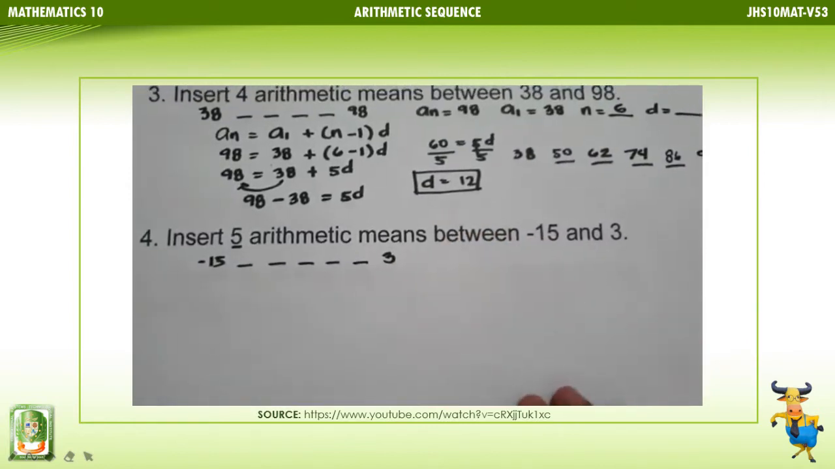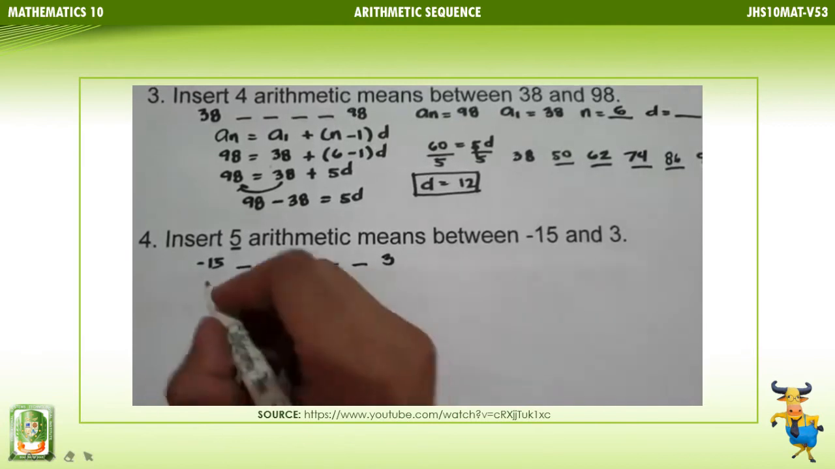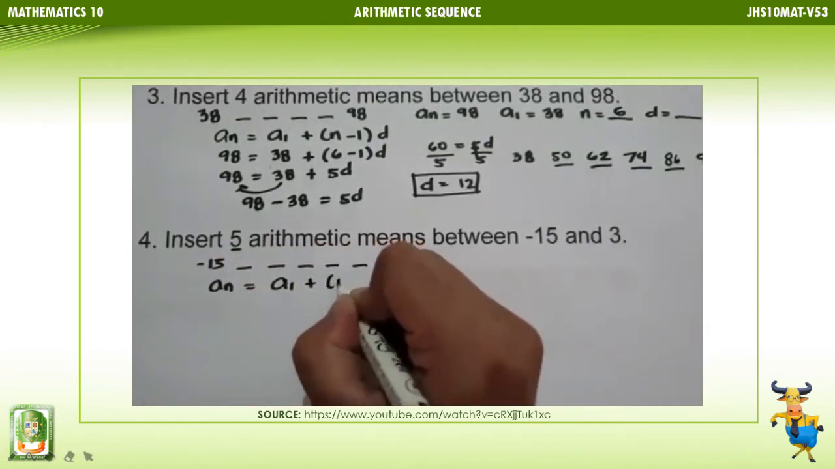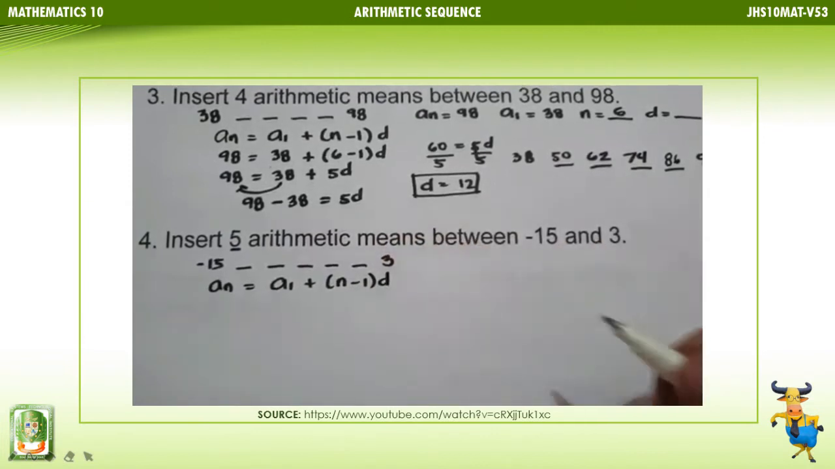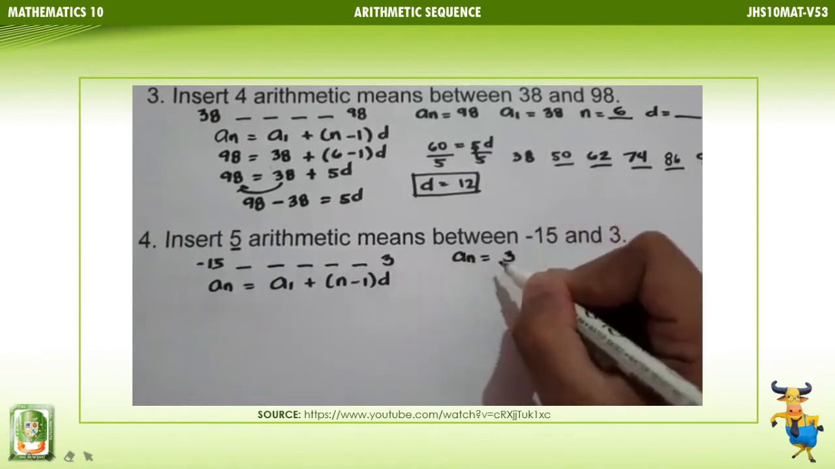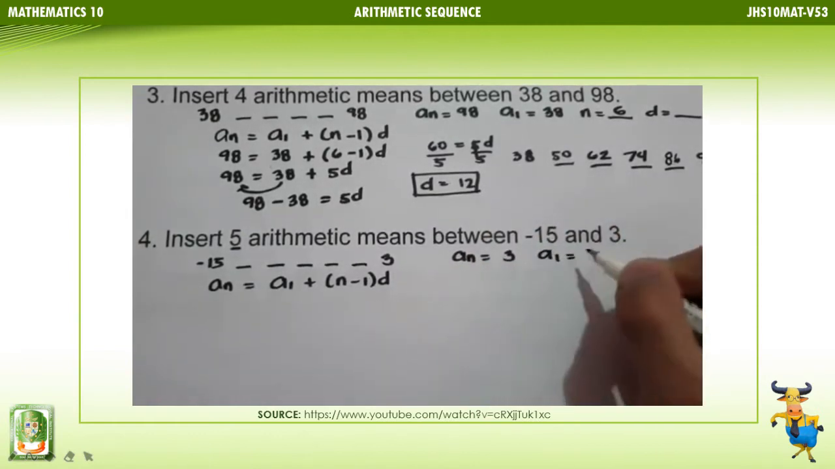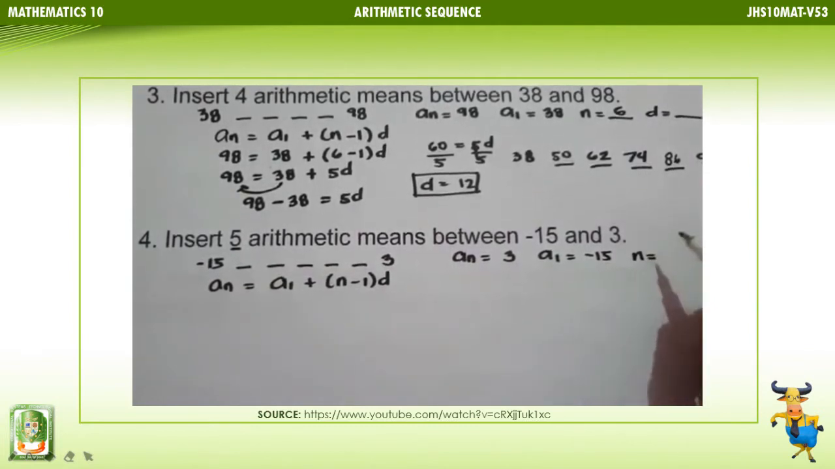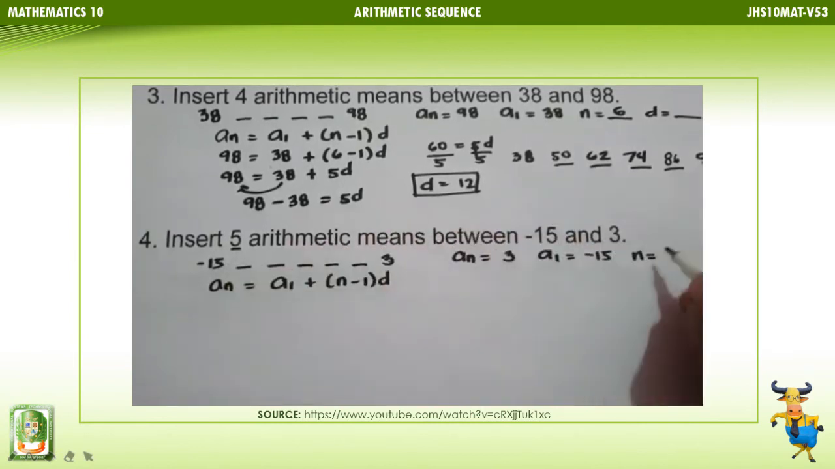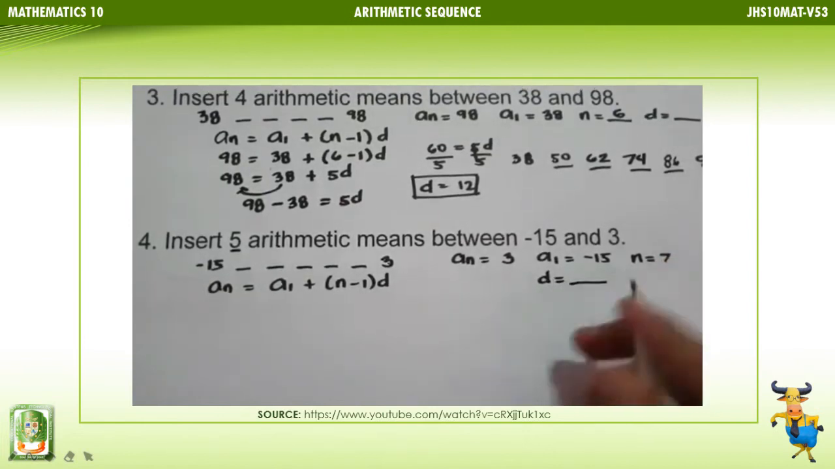So again, we are going to use the formula for arithmetic sequence. We have a sub n equals a sub 1 plus n minus 1 times d, where a sub n will be the last term, that is 3. A sub 1 is the first term, that is negative 15. And then n will be 1, 2, 3, 4, 5, 6, 7. We have 7 terms. And then d, we are looking for the common difference.